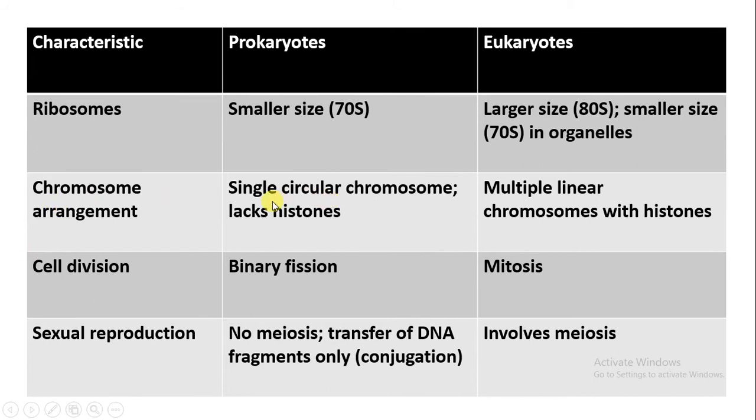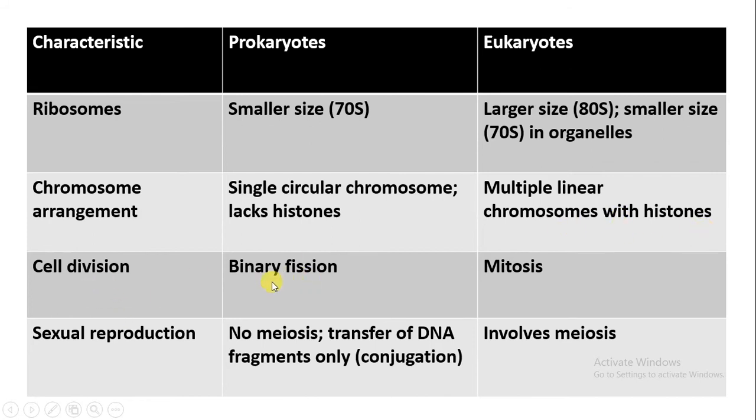Chromosomes. In prokaryotes, usually a single circular chromosome is present, but they don't have histone. Histone, it is always present in the eukaryotic cell. It means with the DNA, the histones are present. So there are multiple linear chromosomes present, and chromosomes are always associated with the histone protein. So histones, they are always found with the eukaryotic cell.